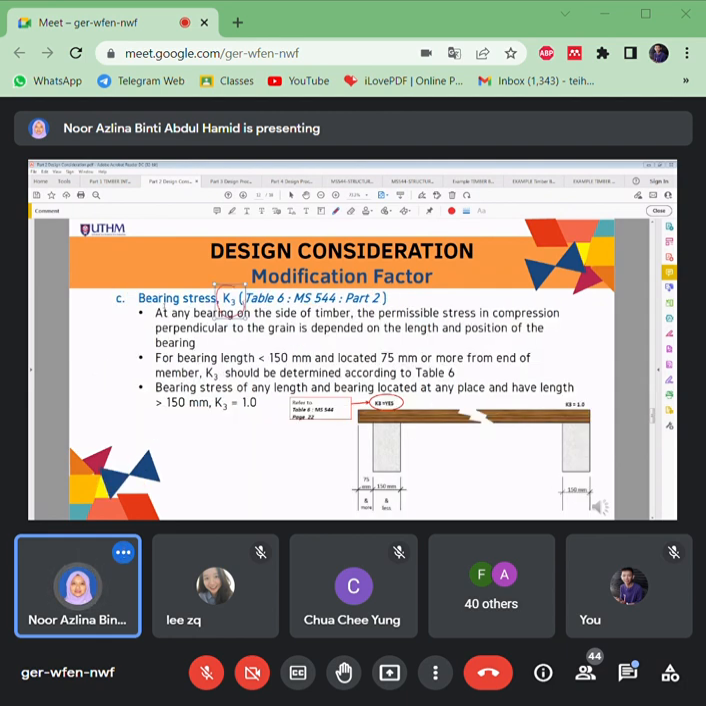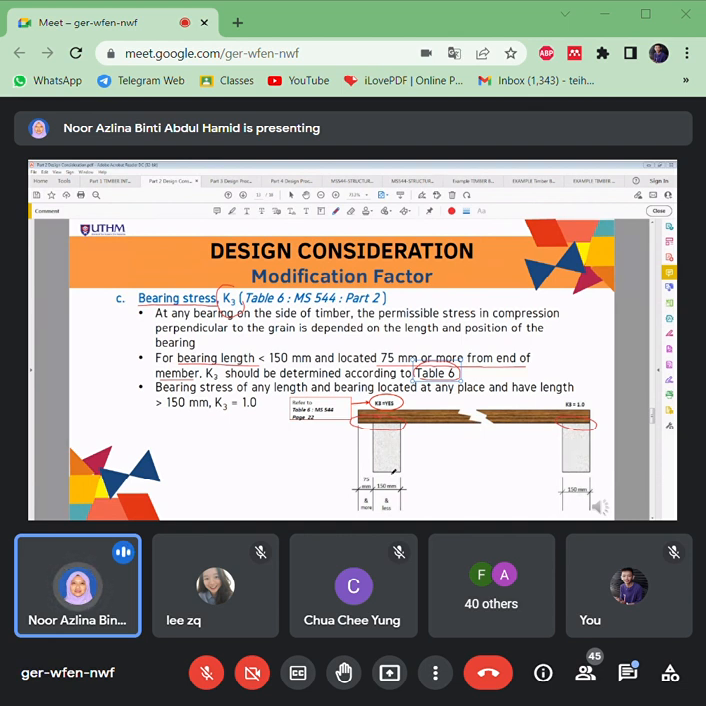Then K3 is about the bearing stress, or support actually. Look at these two conditions here. For bearing length, this is what is meant by the bearing length: the area of the support here. For bearing length less than 150 and located 75 mm or more from the end of the member, you have to use table 6 for the value of K3. So if you look, this is the support, right? If the bearing length is less than 150.